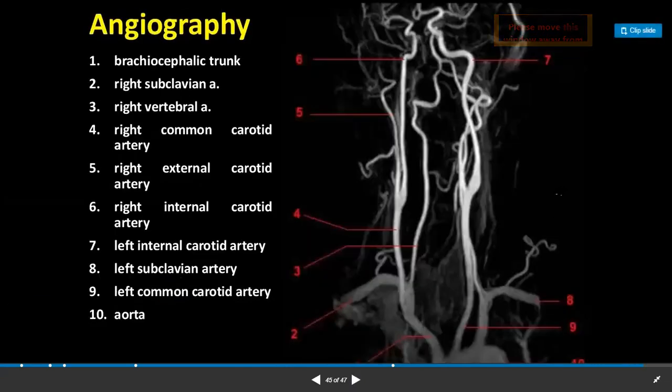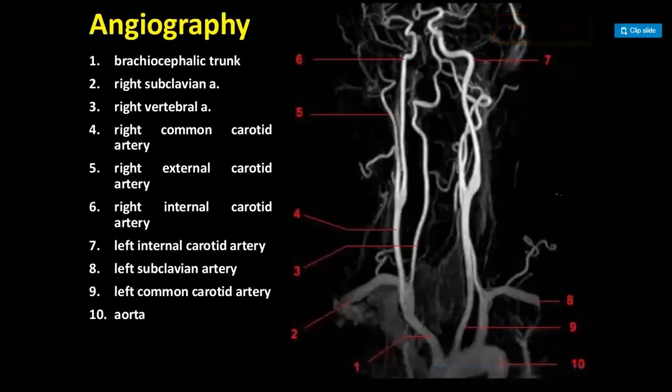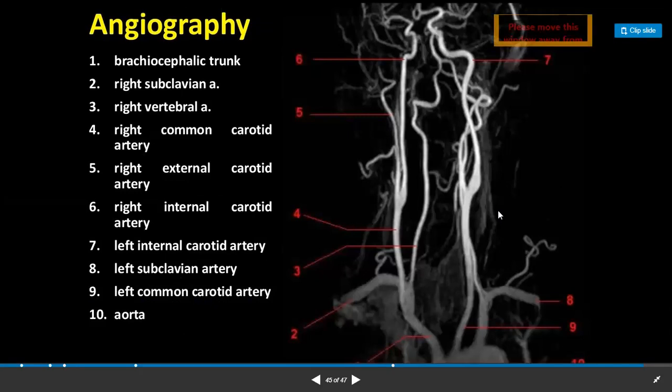So next we have what is called angiography, where radioactive dye is injected in the blood vessels and we are able to visualize the blood vessels with the help of angiography. So in this angiography, what are we able to see? We are able to see this as the brachiocephalic trunk. Okay, this is the right subclavian artery. And number 3, this is going to the brain. Hence, it is the right vertebral artery.